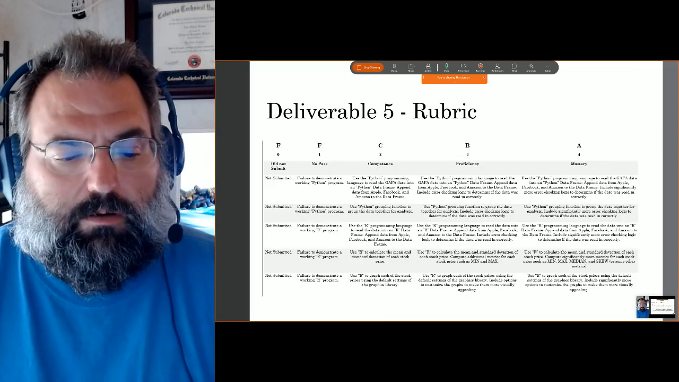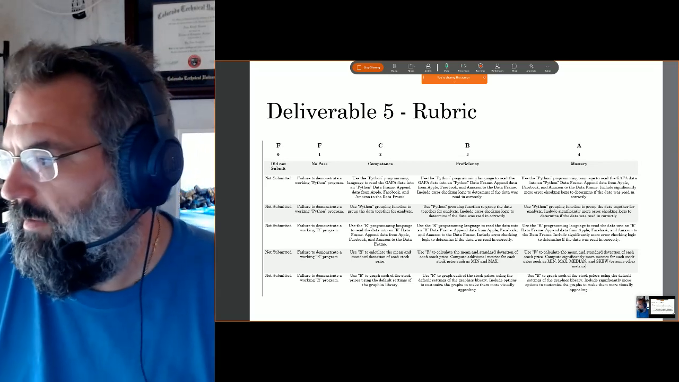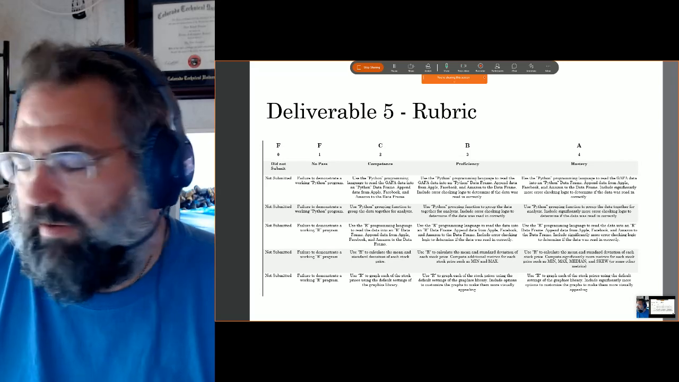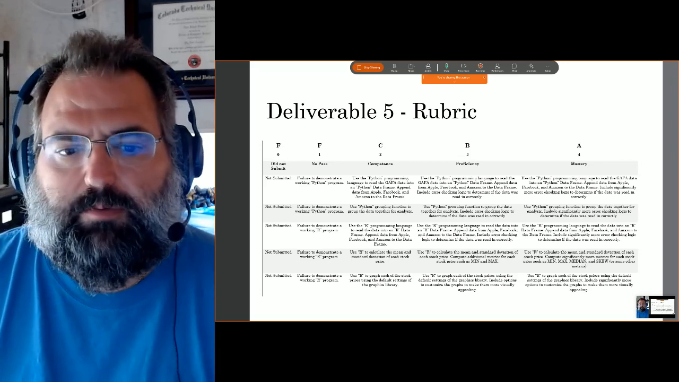The rubric for this assignment is as follows. A little bit of an eye chart, but as always, shoot for that mastery column. Do make sure that you cover off everything that is mentioned there.